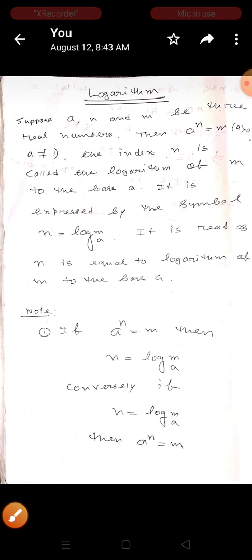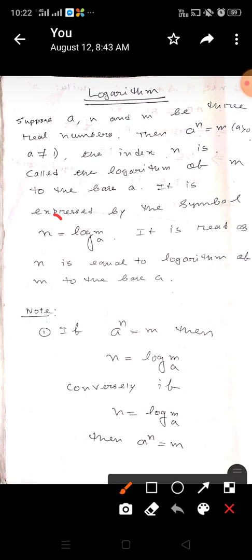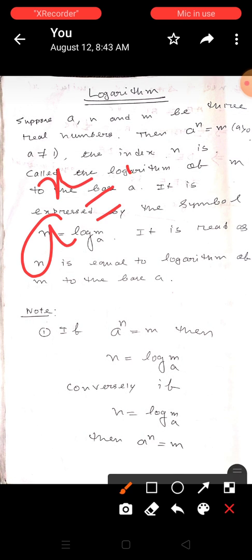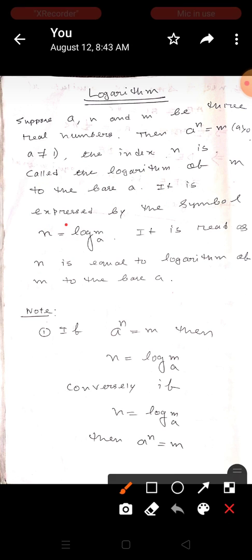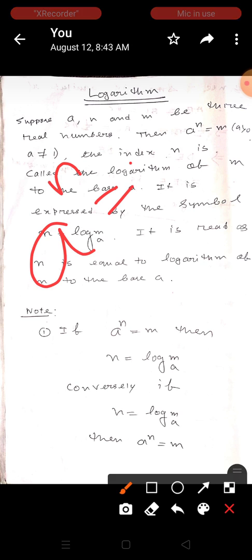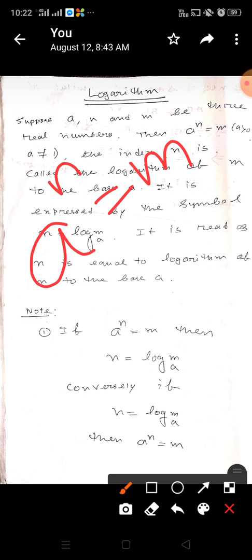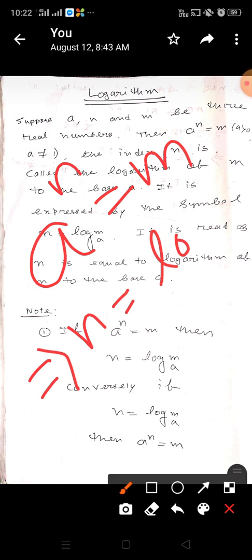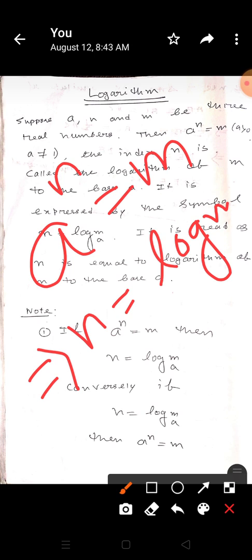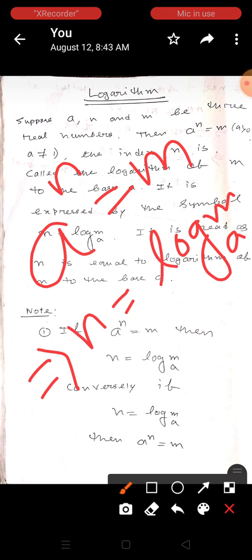So if I write a to the power x equal to y, suppose, or if we write a to the power n equal to m, now we have to find n. Then n can be obtained by n equal to, what do we write, log, we write here m and a is right here. This is read as log of m to the base a. So here if a to the power n equal to m, then n equal to log of m to the base a.